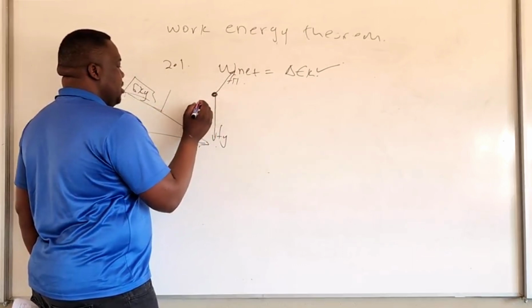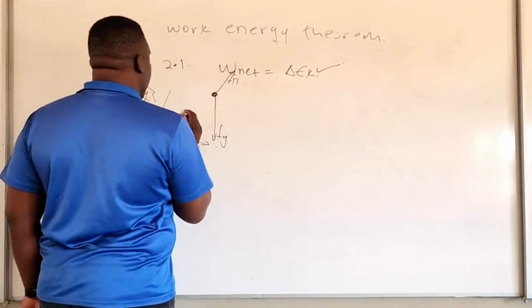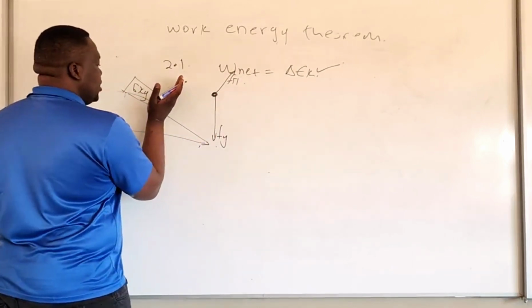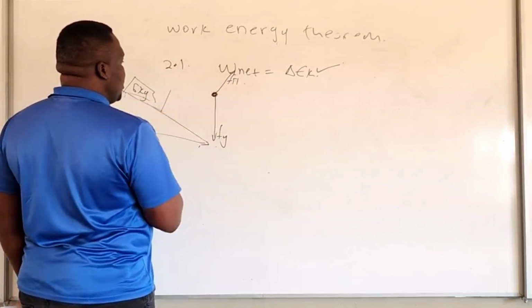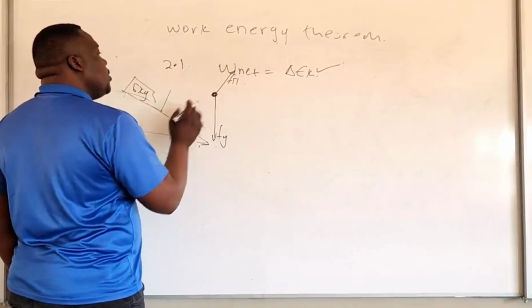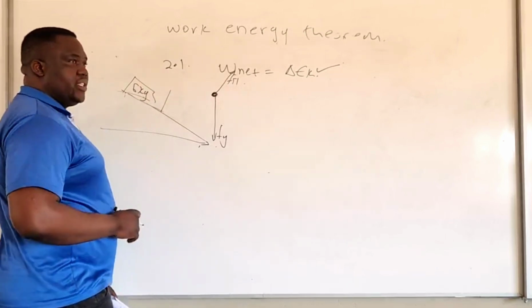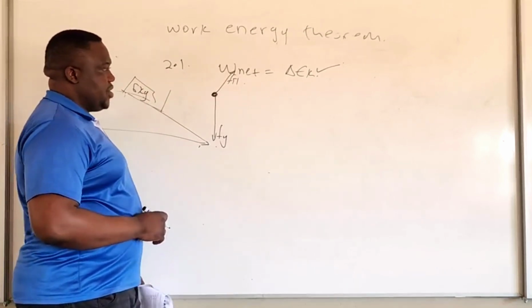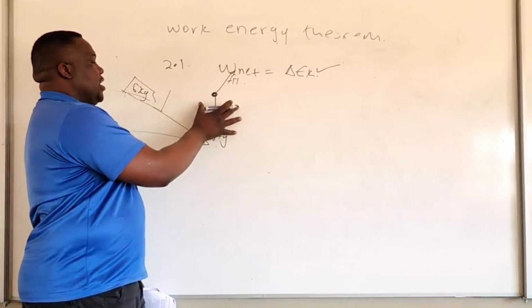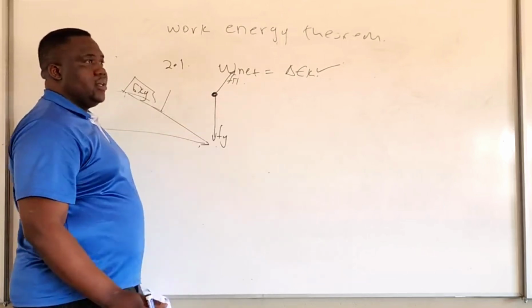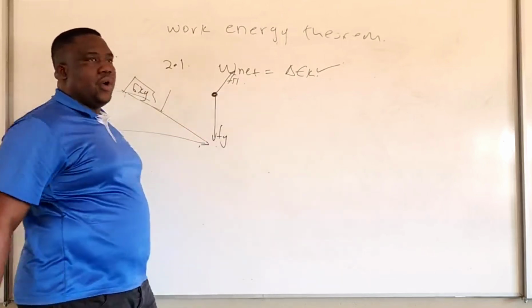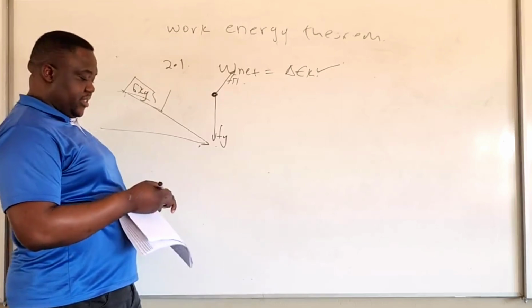Why is normal force pointing in that direction? So that it can create a 90 degrees with the surface. You can create a 90 degrees with the surface of an object. So my free body diagram is going to look like this. Do I have frictional force? No. They said it's a smooth surface.